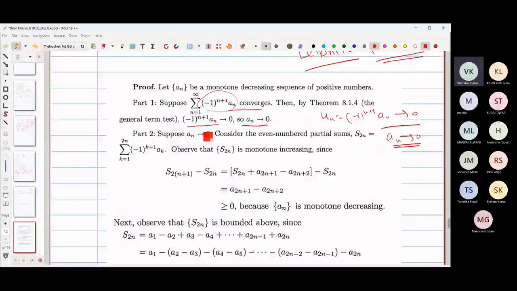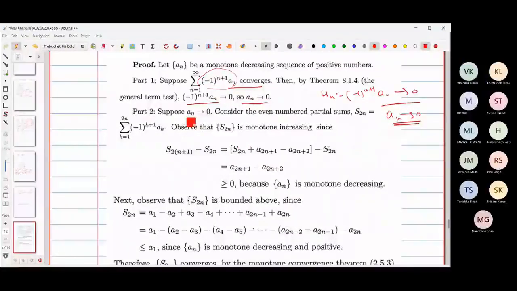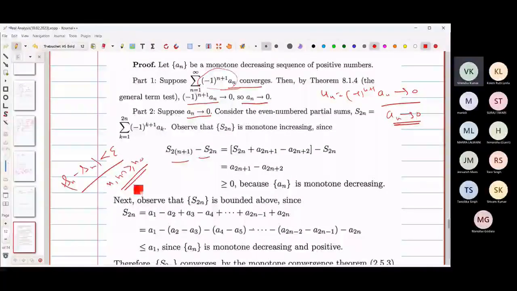And then converse part. Suppose this tends to 0. Now we need to prove that the given series is convergent. Okay. So to show that the series is convergent, we use the basic result, that is Cauchy criteria, na? Sn minus Sm less than epsilon. Do you remember? For n, m greater than or equals to some natural number, na? So these n and m may be even or odd, whatever you feel like you can take them.